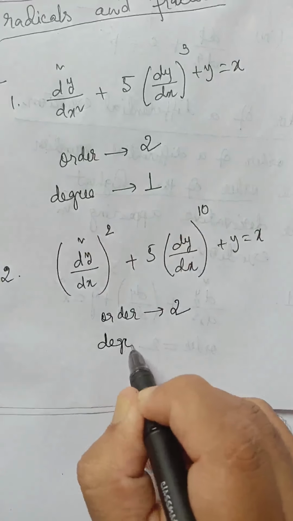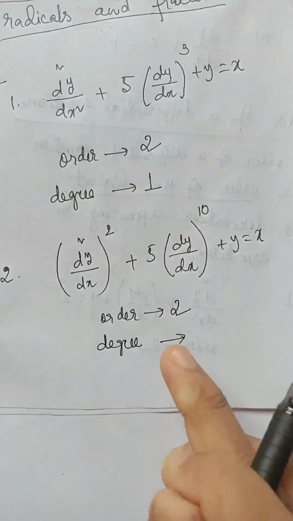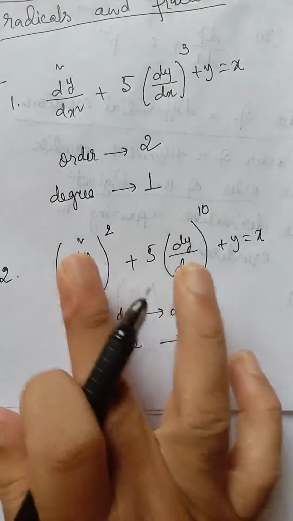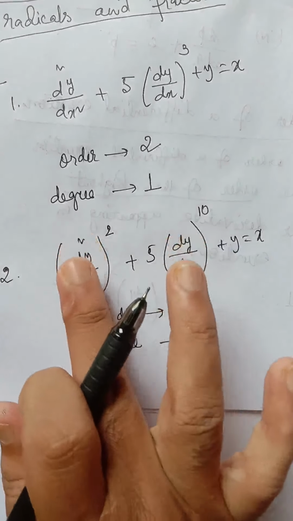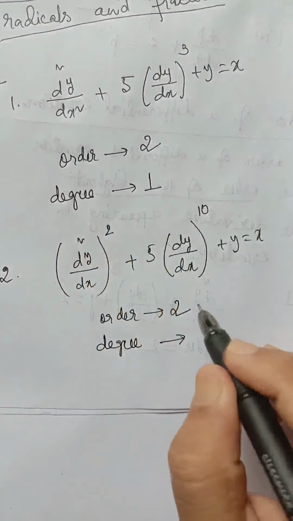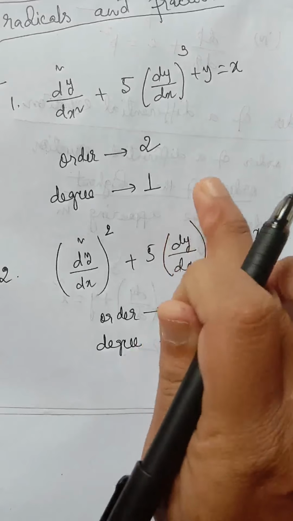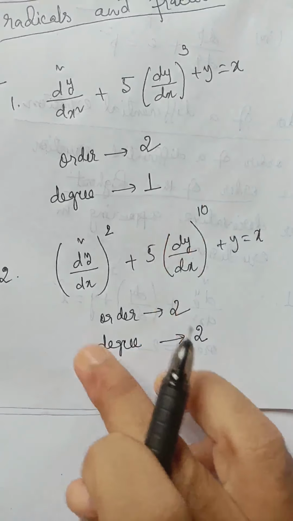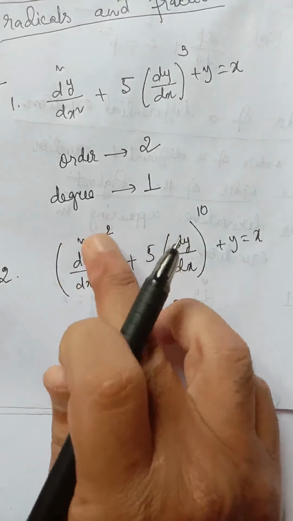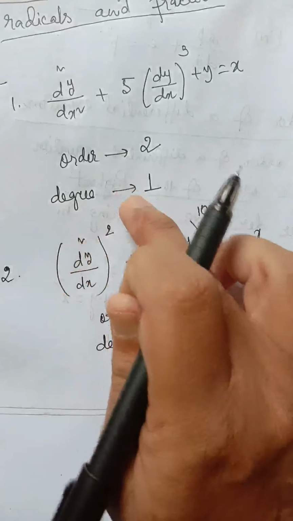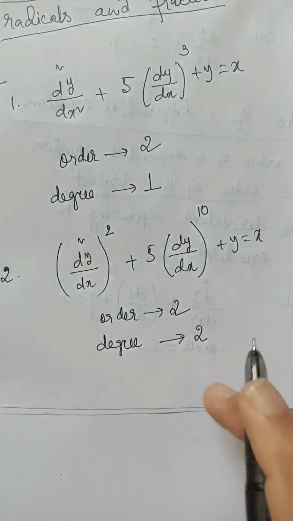What is the degree of the differential equation? Degree means the degree of the highest order derivative. This is the highest order derivative, and its degree is 2. So the degree is 2. This is the first order derivative, its power is 10, but degree means the power of the highest order derivative. This is the highest order derivative, and its power is 2, so the degree of the differential equation is 2.